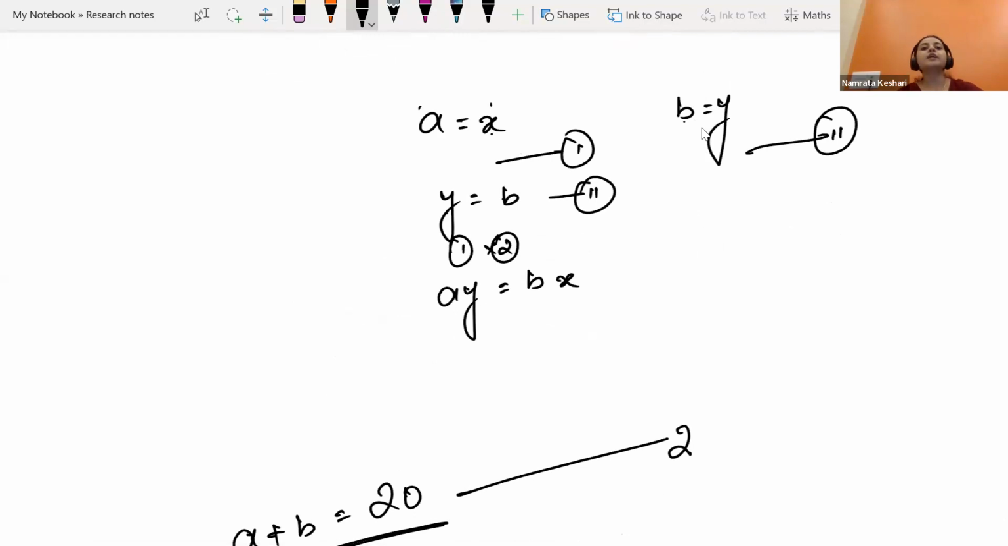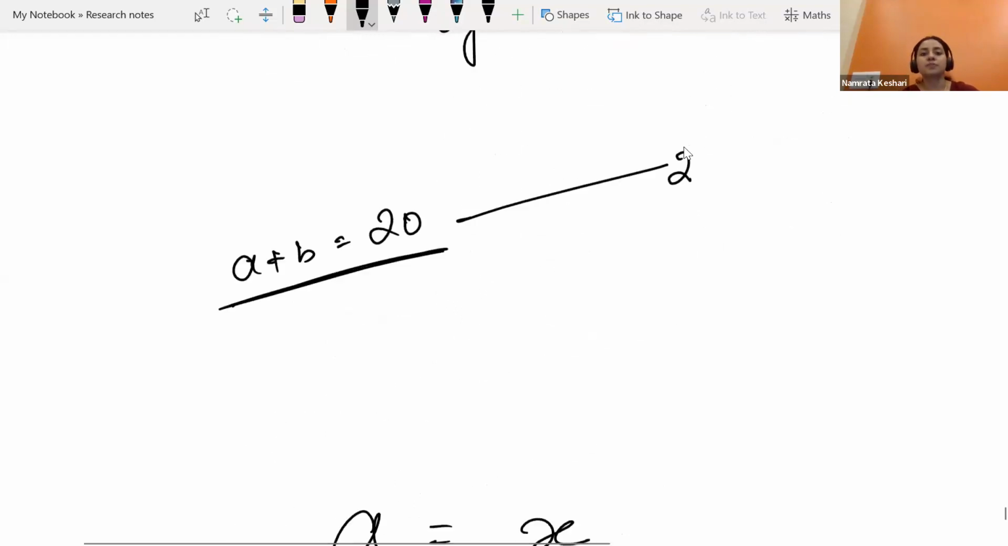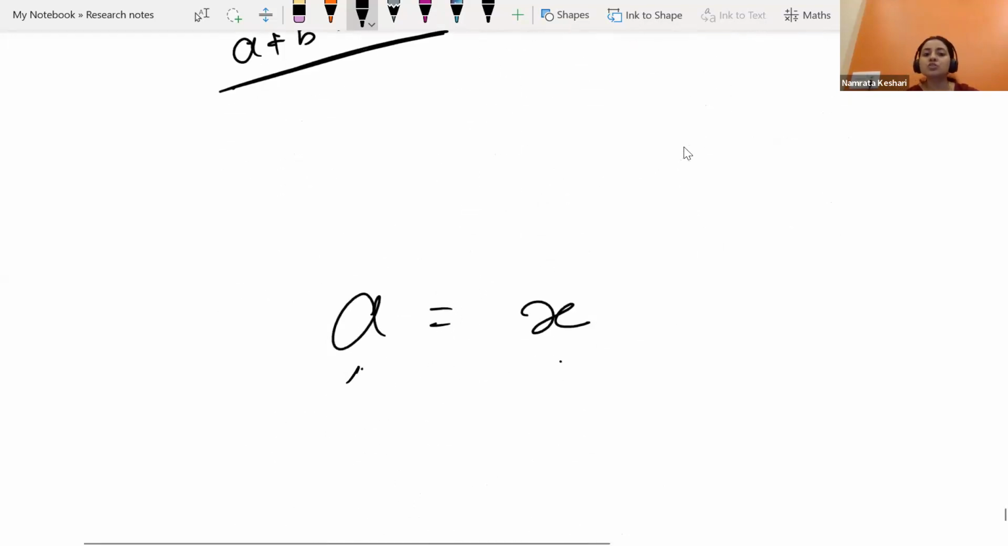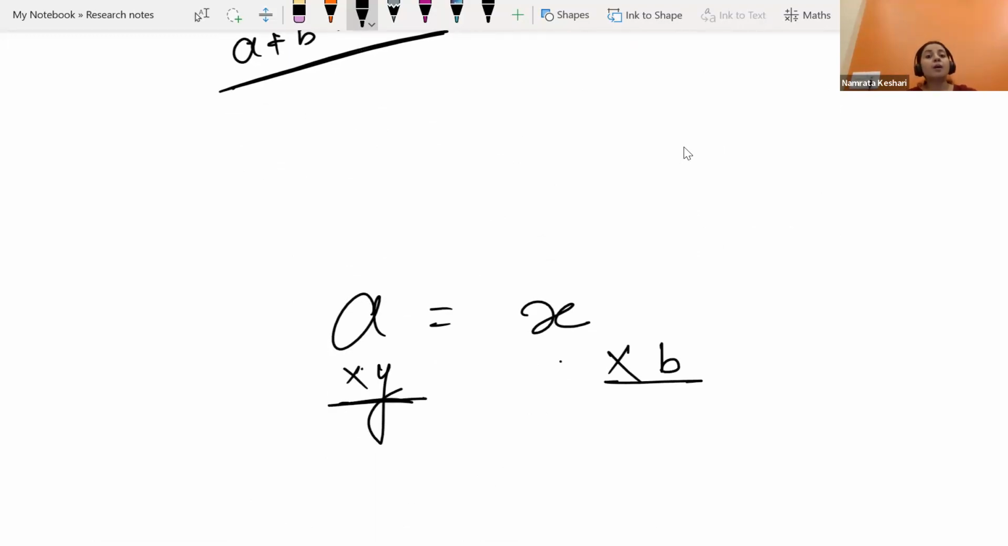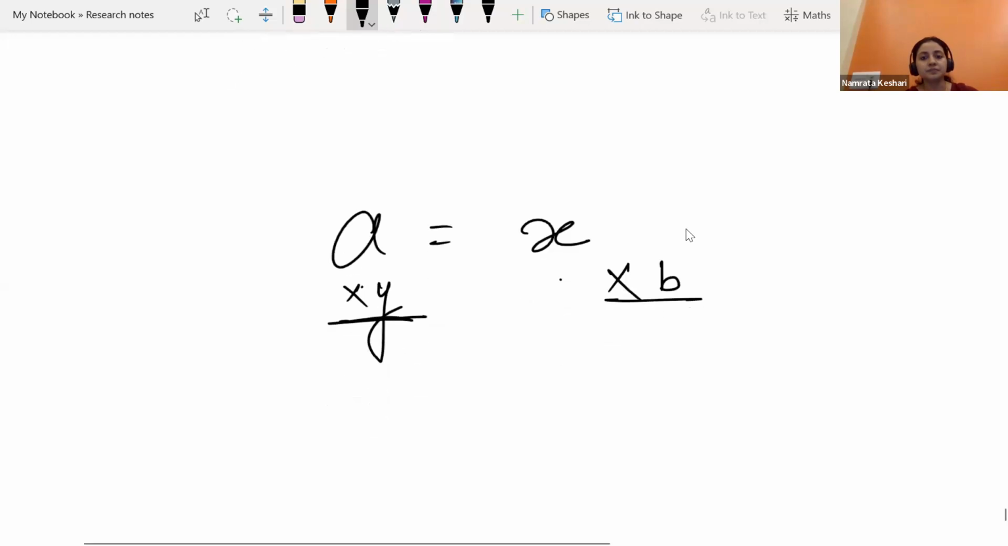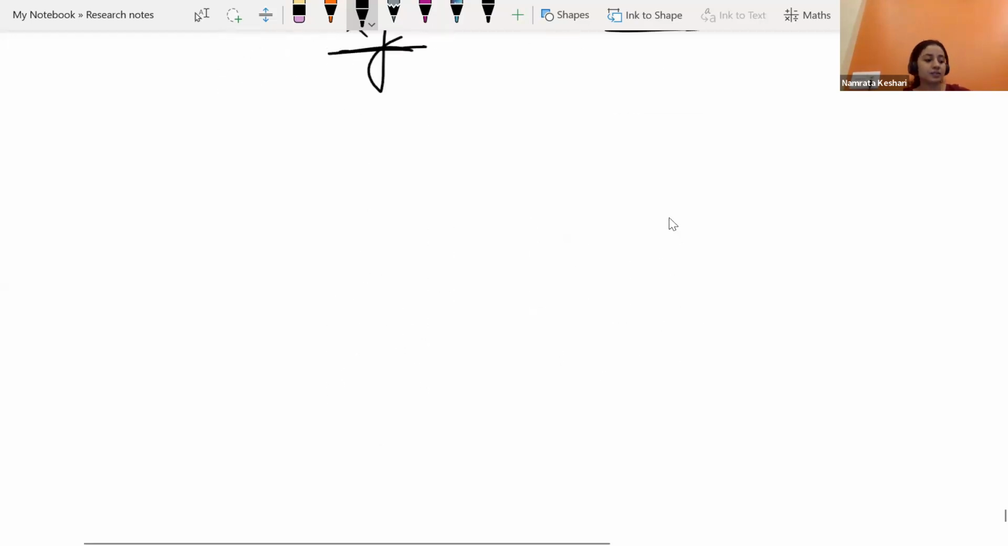We are multiplying the same thing on both sides of the equation. On both sides of this equation, we are multiplying the same thing, b and y. Here we are multiplying y, here we are multiplying b. It looks different, but it is the same. That's why here multiplication is allowed. Got it? Okay, let's continue.